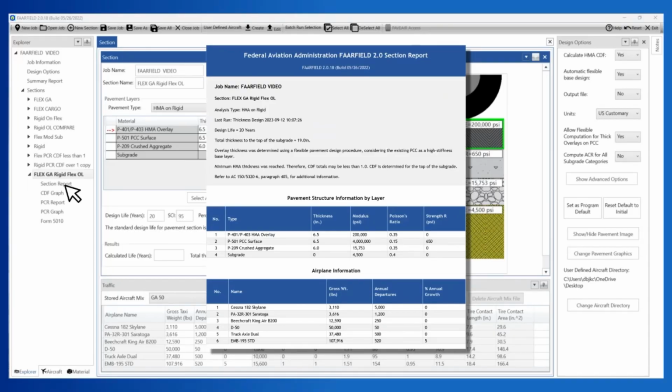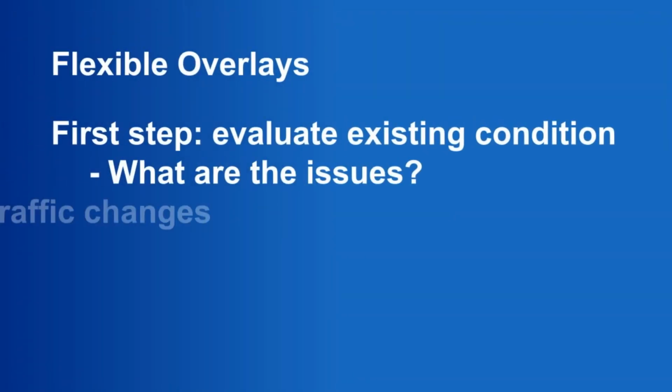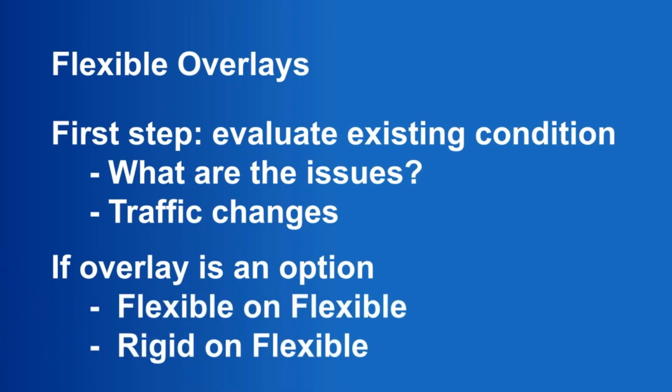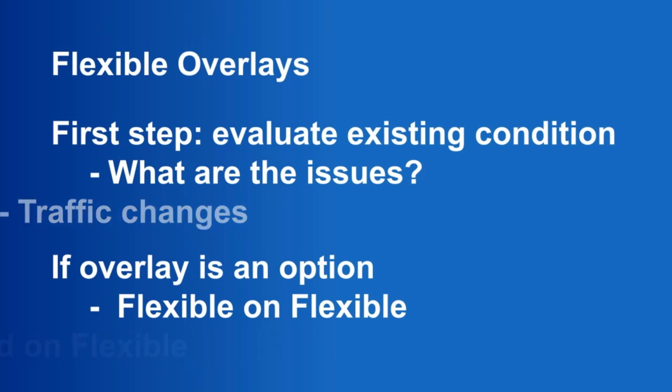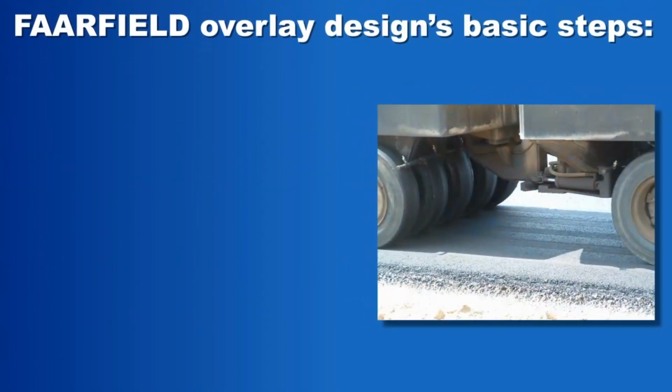In this example, we copied an existing section, added an overlay layer, added additional vehicles to the traffic, and ran our thickness analysis for the flexible overlay of flexible and rigid pavements. In the overlay of rigid pavement, we considered the SCI of the pavement and evaluated the overlay thickness considering the rigid pavement as rigid and as a high-quality base. Remember to evaluate the existing condition of a pavement to determine if an overlay is an option, or if the pavement should be reconstructed. Regardless of the starting pavement surface type, all Farfield overlay designs involve the same basic steps.